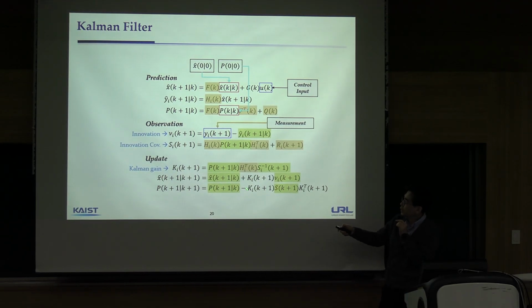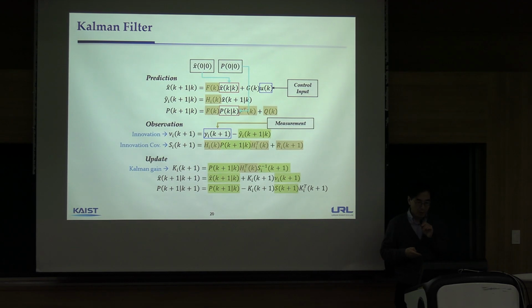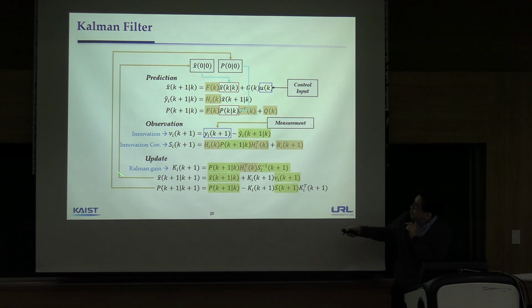And P is also updated, like here. So using those formulas, it will be iterated automatically. So it will be iterated as time goes on. This is the Kalman filter for linear system.